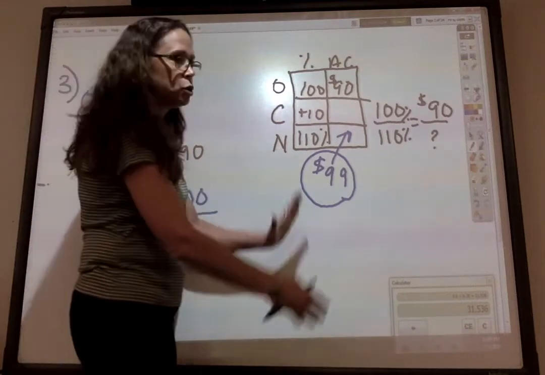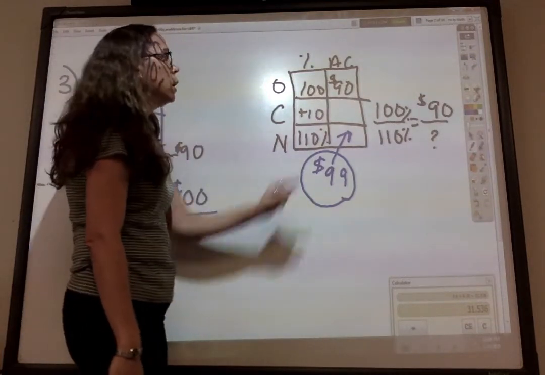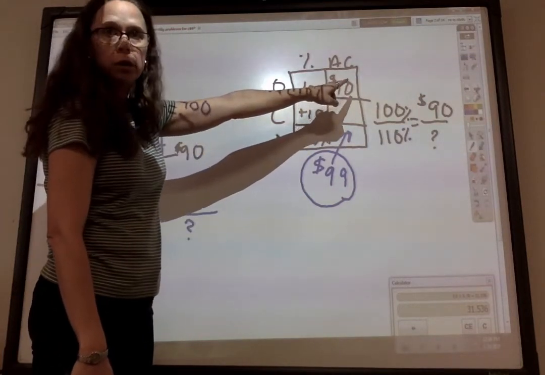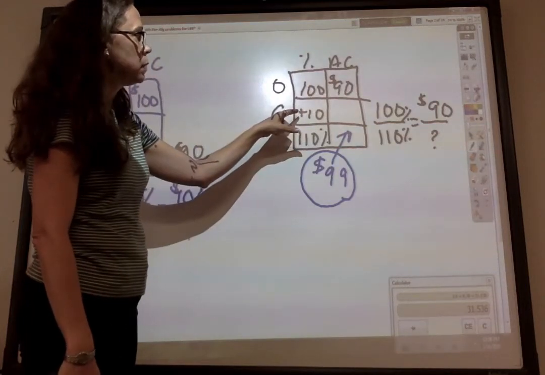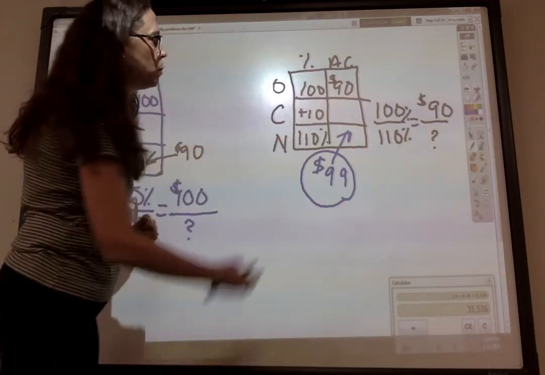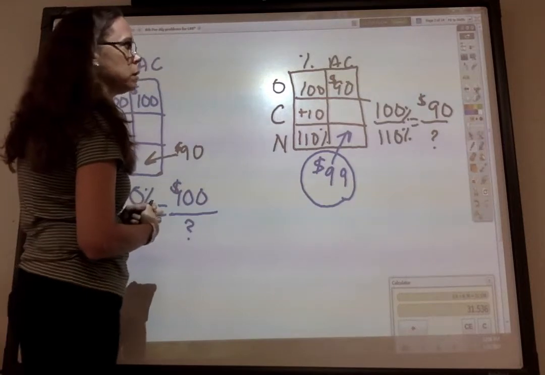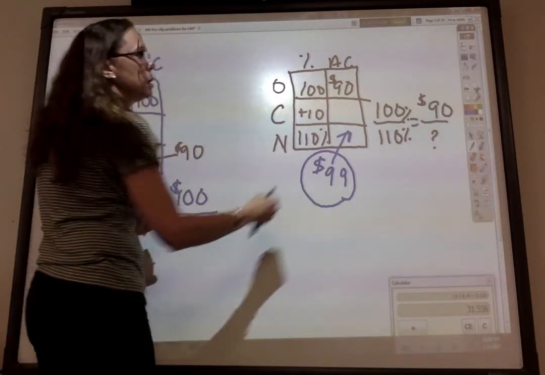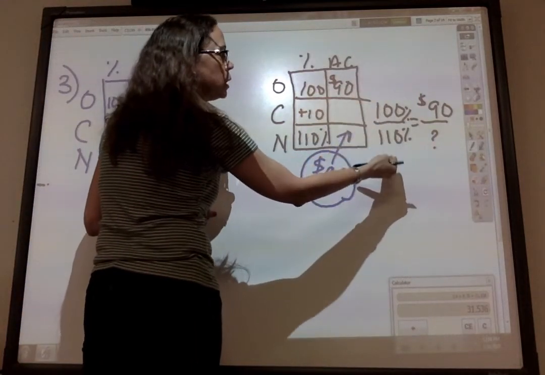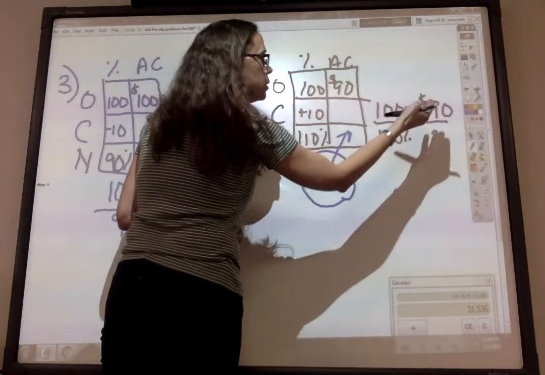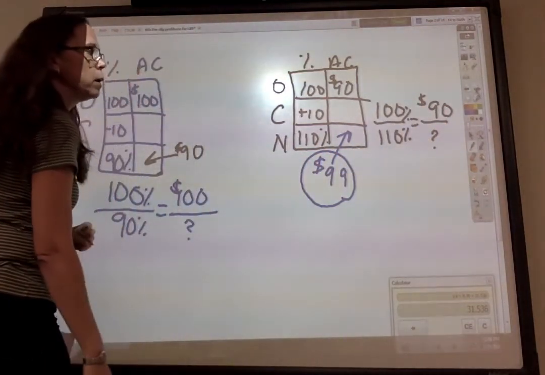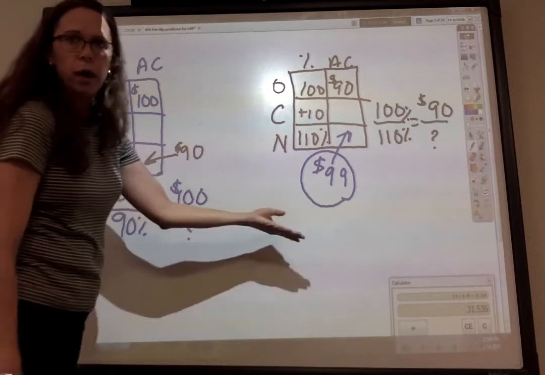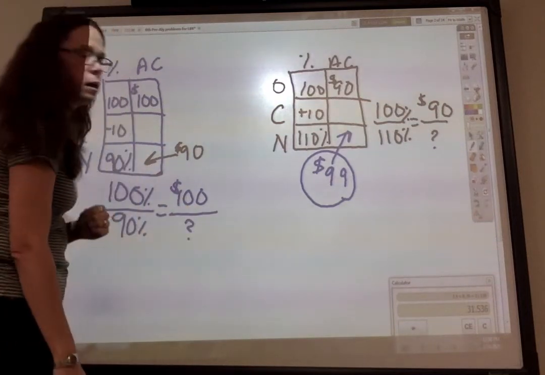Now I'm going to show what would happen starting out with $90 and then increasing the value of my stock 10%. So my new percent here is 110%. Now my proportion is 100% is to 110% as $90 is to what? I do my cross multiplication. So the value of my stock now is $99.